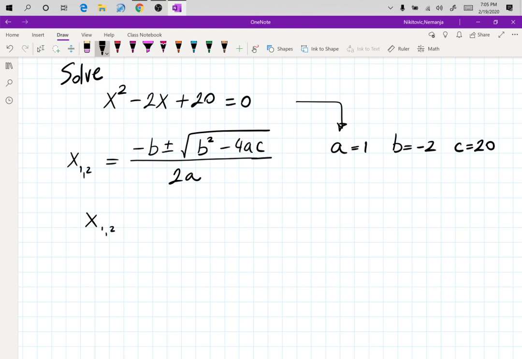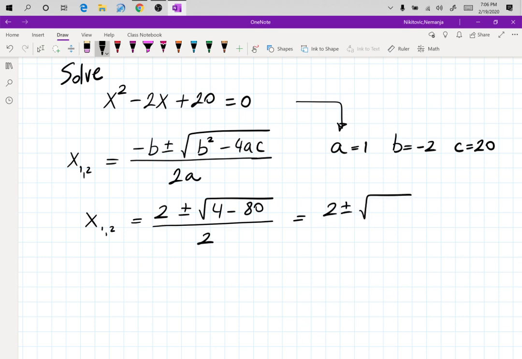So our solutions, x1 and x2, are negative b, that's 2, plus minus the square root of b squared, well, that's 4, minus 4ac, well, that's 80, 4 times 20 times 1. Everything divided by 2a, which is 2. So what do I have? I have 2 plus minus the square root of negative 76 divided by 2. And this is where the i comes into the game.